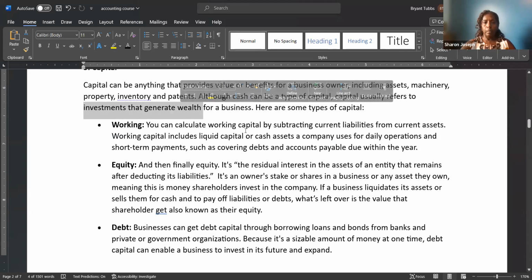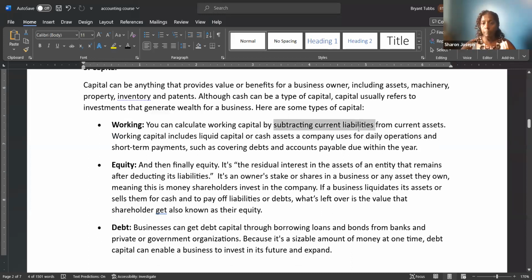Working capital is usually calculated by subtracting all of your current liabilities from your current assets. So it's basically what is liquid, what the business has that's liquid cash to be used to generate your operations, to run your business, to generate wealth for the business. And it's usually something that's within 1 year. So it's a current item.